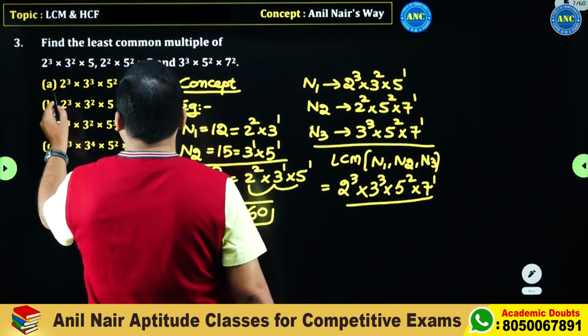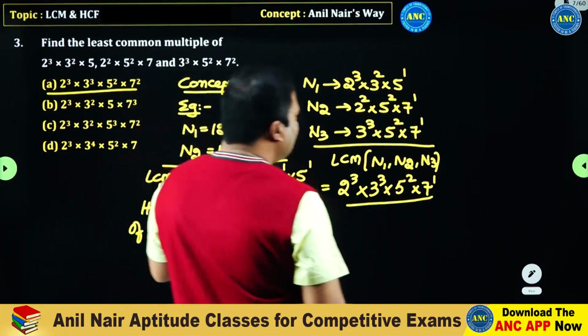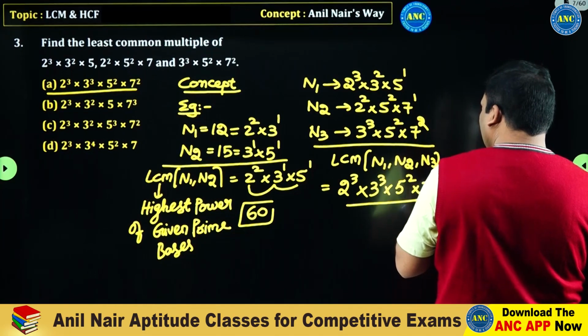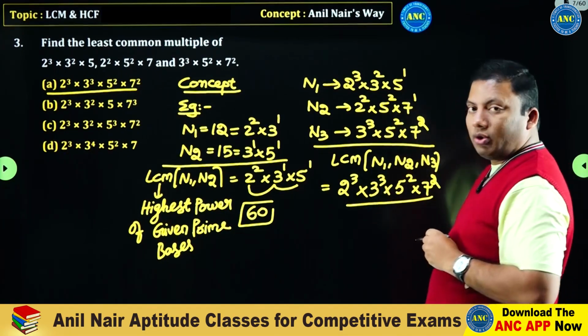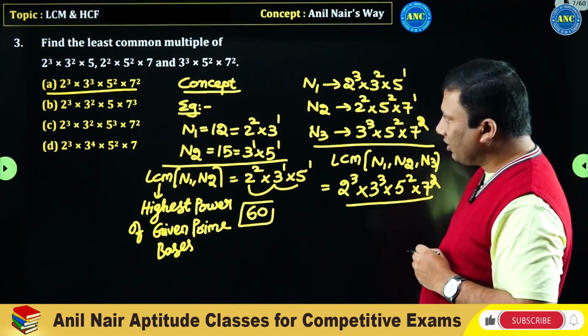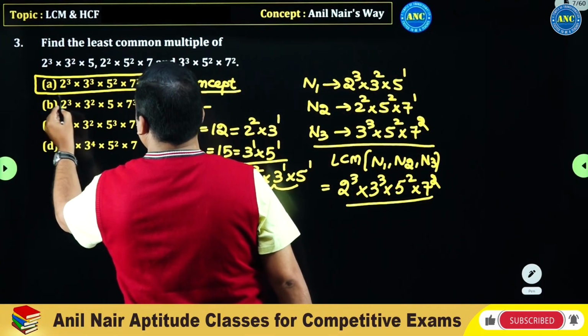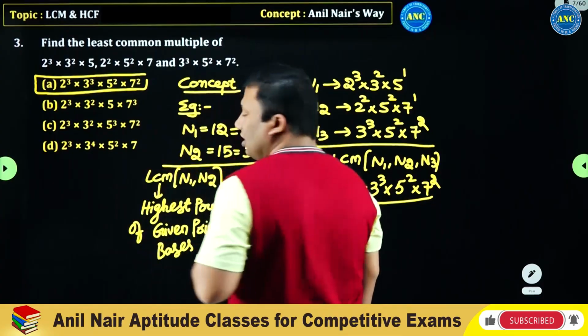Right, here 7 power 2 is there. So the LCM has to be 2 cube into 3 cube into 5 square into 7 power 2. So the answer for this question is option A.